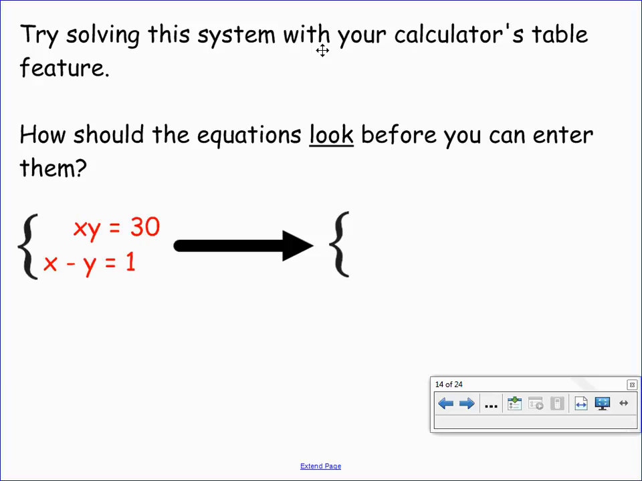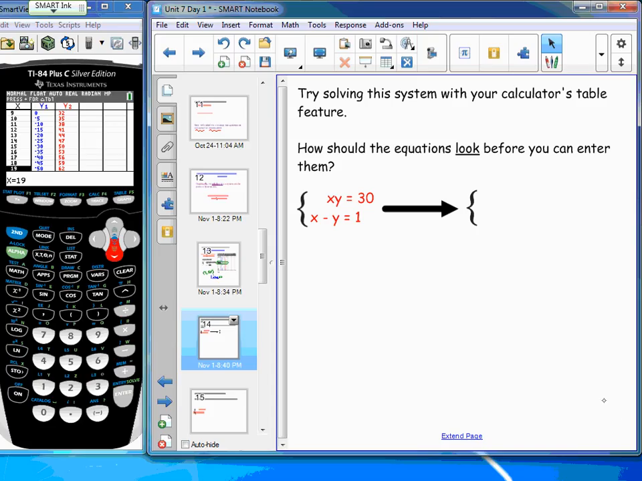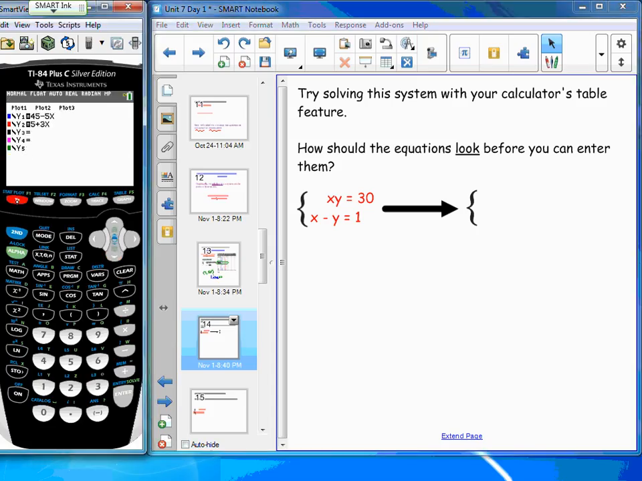Well, can I enter this in my grapher right now? No? How come? Well, if I go to enter this in my grapher, it has y equals, right? And right now, my equations have x and y on the same side. And so I'm not able to enter those as they're written unless I do a little bit of groundwork first. I need to solve those for y so that I can enter them in my y equals menu. You guys see? So let's go ahead and solve those for y.